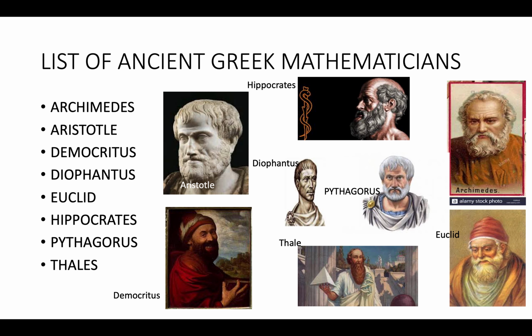List of ancient Greek mathematicians: Archimedes, Aristotle, Democritus, Diophantus, Euclid, Hippocrates, Pythagoras, Thales. I have added the picture of each one of them on the right hand side.